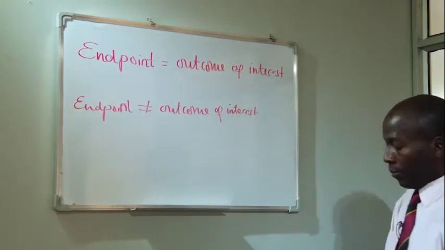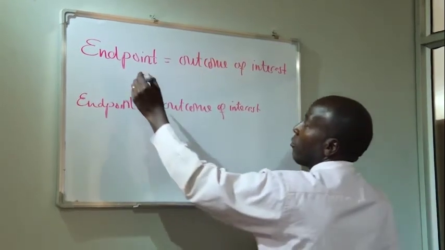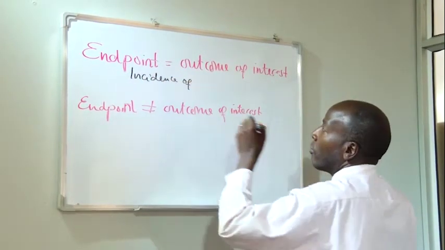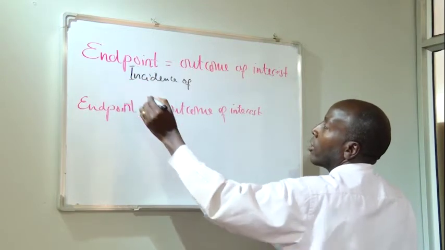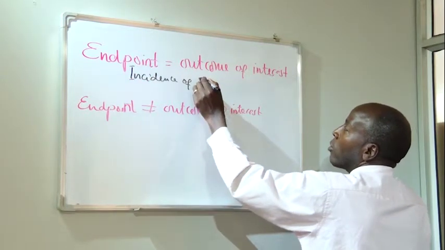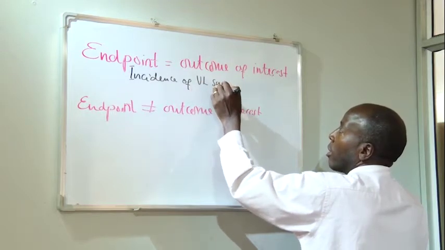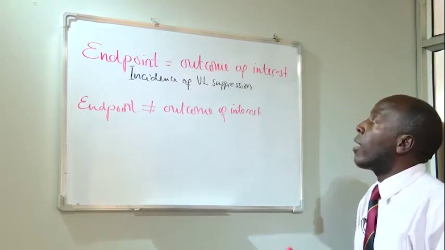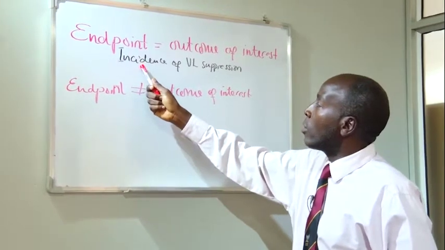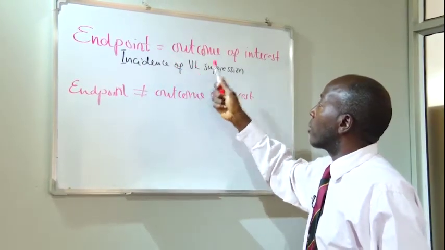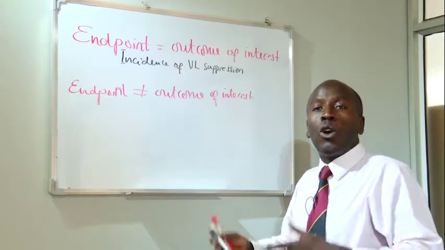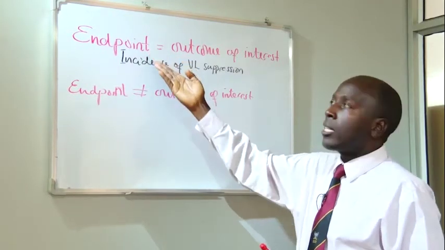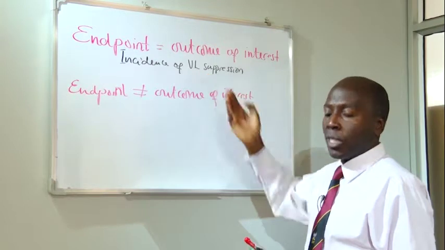Let me give you an example. If you are doing a study to find out the incidence of viral load suppression, once we find that individual X at this time suppressed the virus, we just need to know which individuals suppressed and which individuals didn't. The endpoint is the date suppressed, and it is also the same as the outcome.